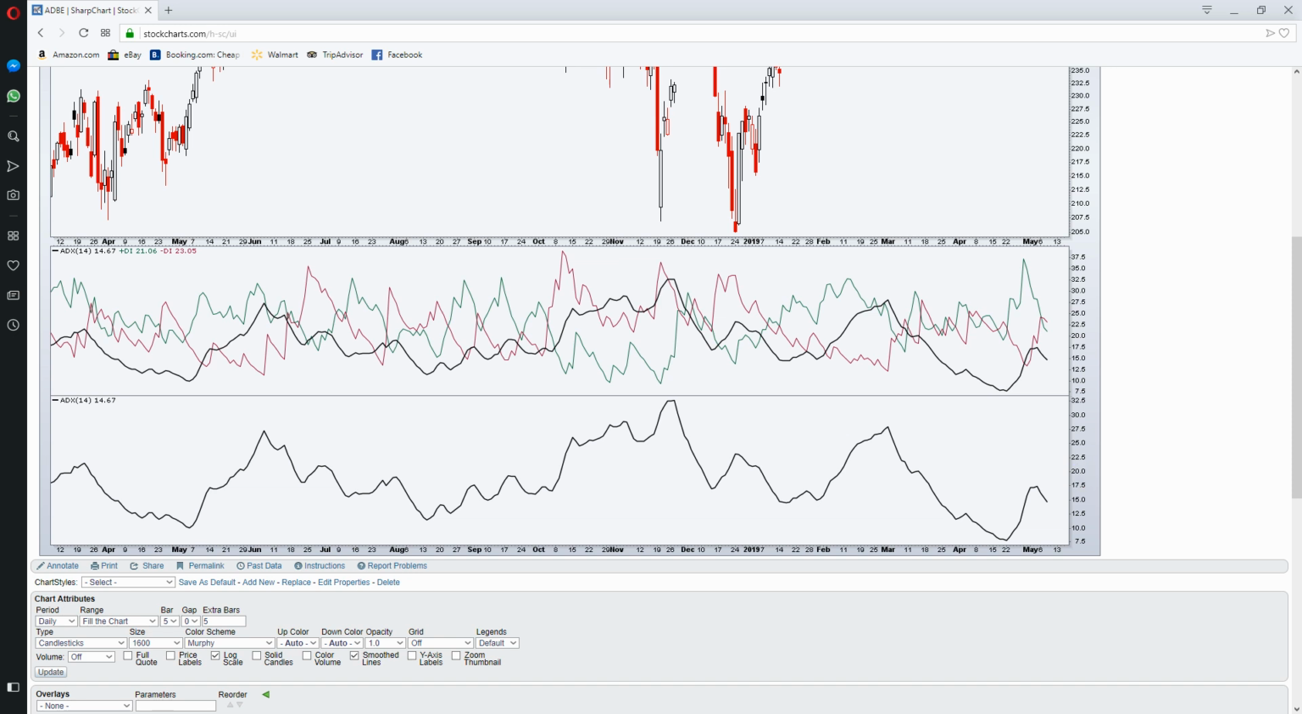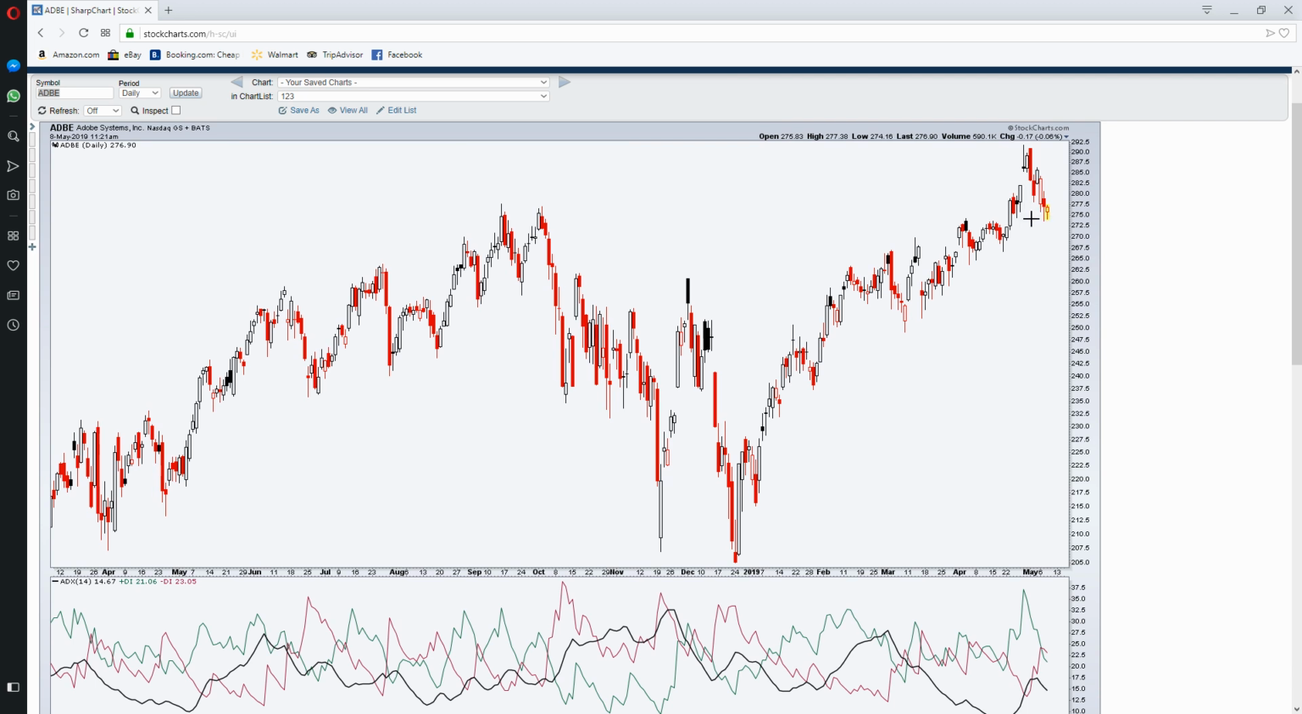So in this case right here, for Adobe, are you looking for a trend? No. We're not really talking about something that's trending right now. And let's face it, for the last month and a half, the stock price is about the same. It's had some chop up, it's had some chop down, but the stock price really hasn't gone anywhere.